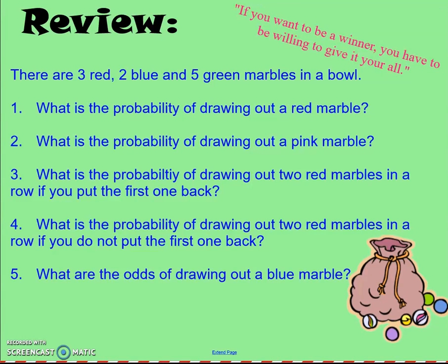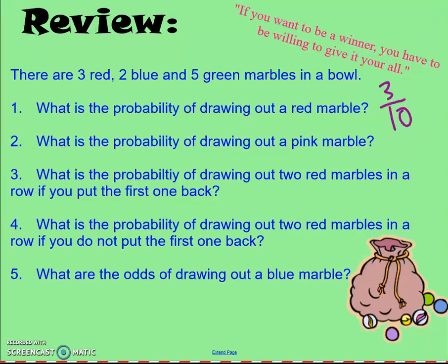Probability is just the likelihood that something will occur. When we're going to calculate probability, you need to take the number that work in your event and divide it by the number of total things that there are. So for instance, on this first example, if we have 3 red, 2 blue, and 5 green marbles in a bowl, that means we have a total of 10 marbles. So the probability of drawing out a red marble would be 3 out of 10.